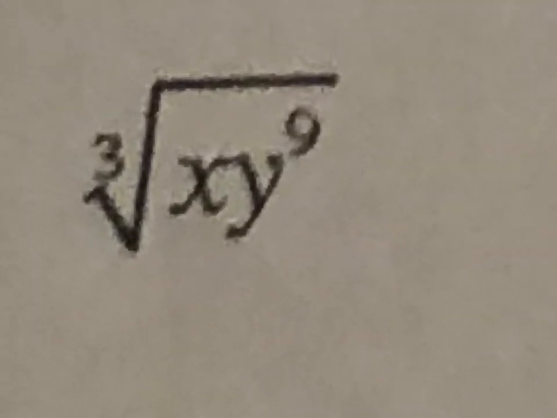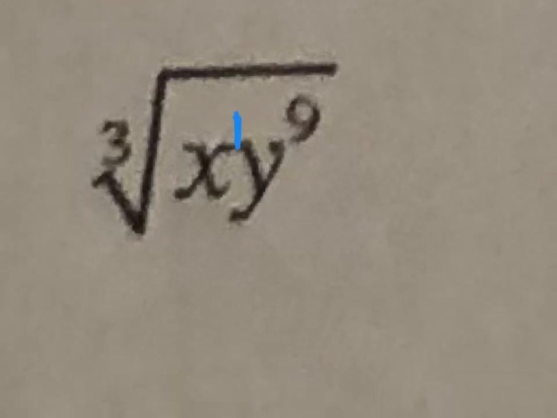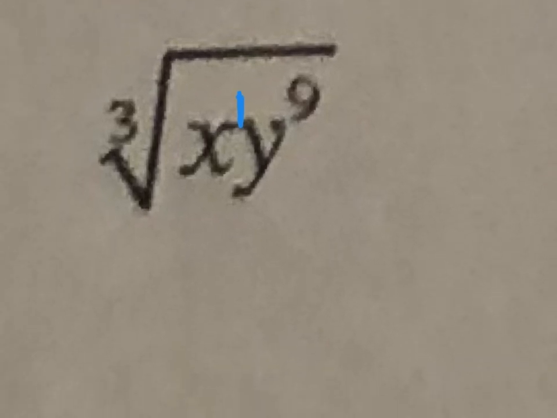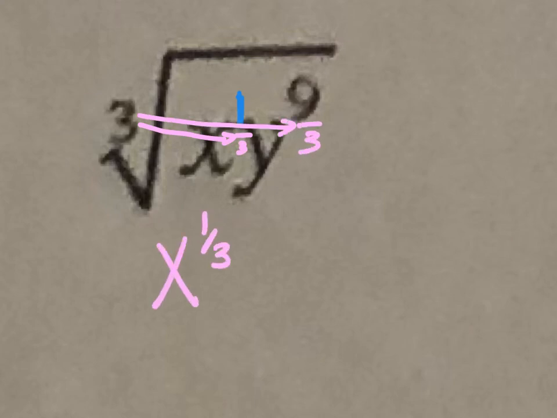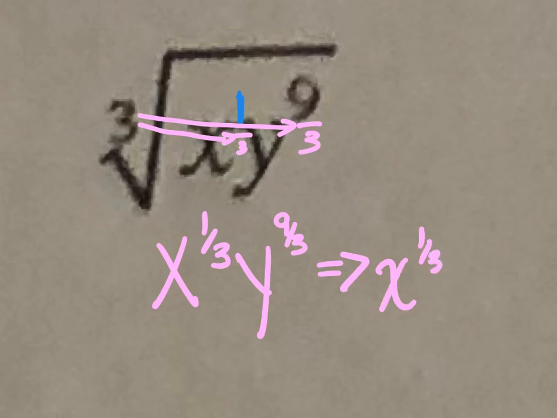All right, let's take a look here. Please remember that this has its own exponent. Okay. I'm going to not simplify this first and just go right into exponential form. So if that's the case, then this 3 is going to come under here, and this 3 is going to come under here, giving you x to the 1/3, y to the 9/3. 9/3 can simplify, so I get x to the 1/3, y to the 3. Final answer.